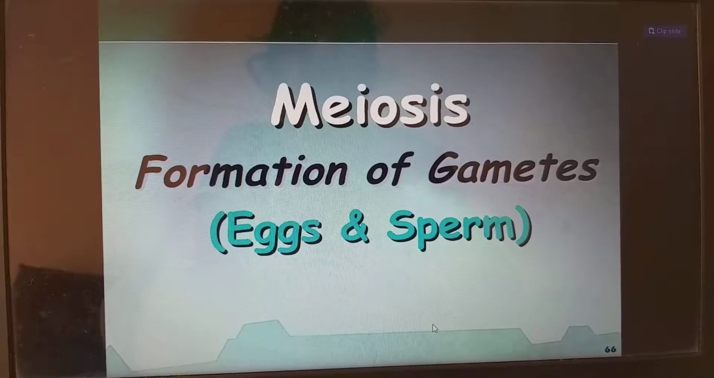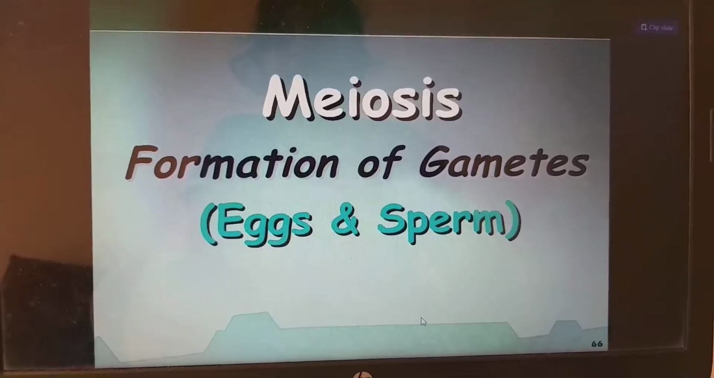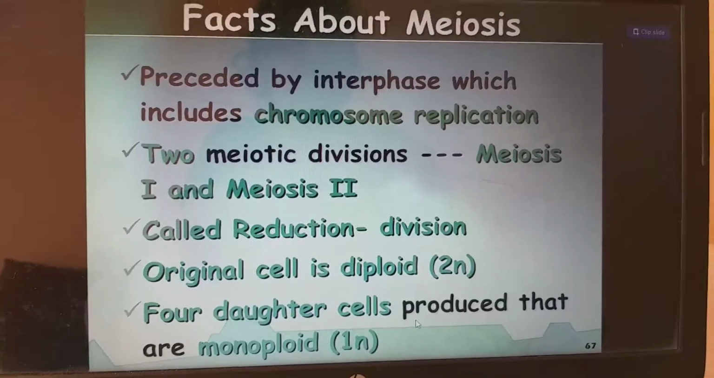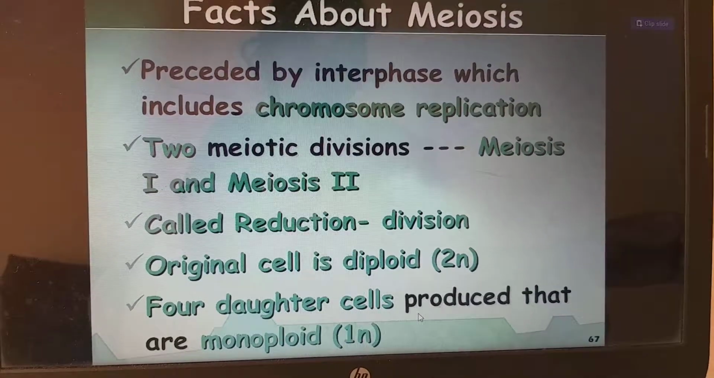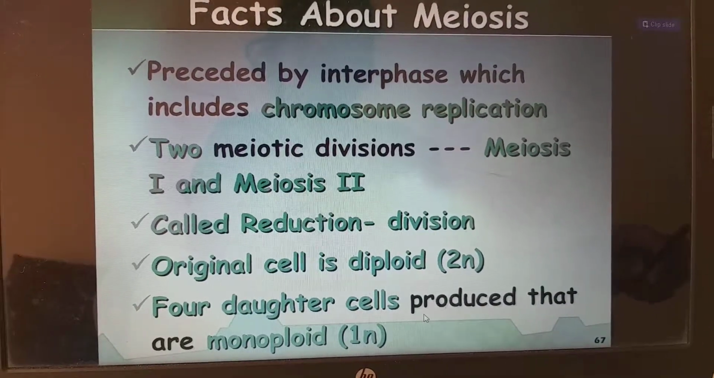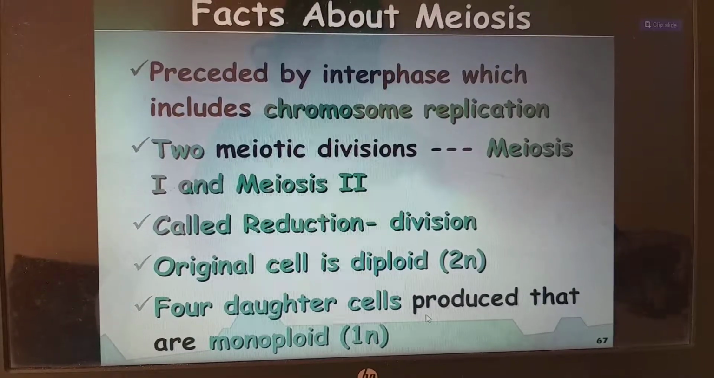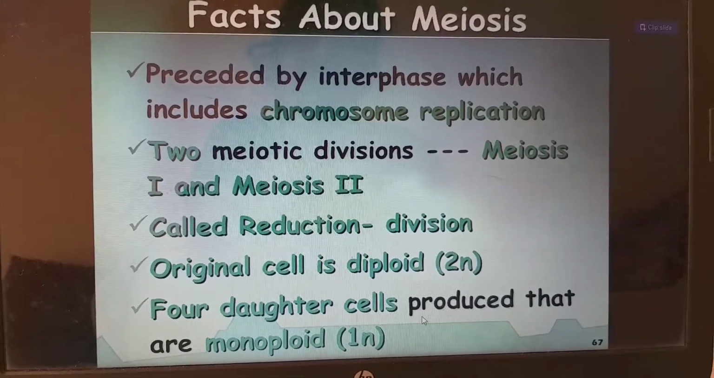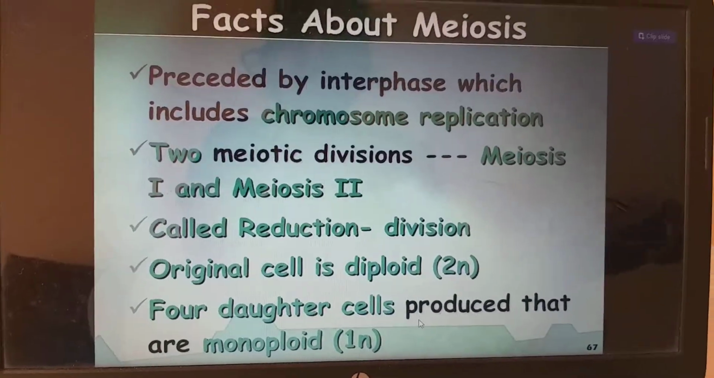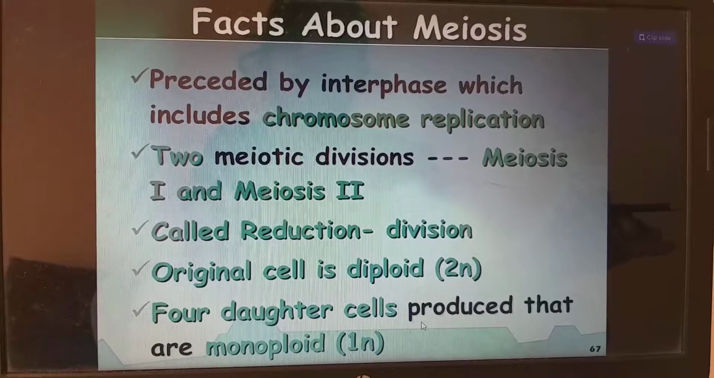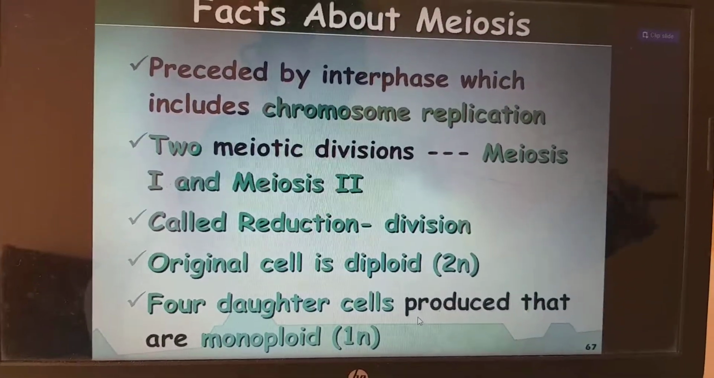Coming to the next topic, meiosis. Meiosis is nothing but the formation of gametes, eggs and sperms. Meiosis means reduction. In meiosis, you can typically see that there will be half the number of chromosomes in the daughter cells. For example, if the parent cell has 46 chromosomes, the cell division will result in 4 daughter cells. Each daughter cell will have 23 chromosomes, which is half the number of chromosomes of a parent cell. Because of that, we call it meiosis, meaning reduction.